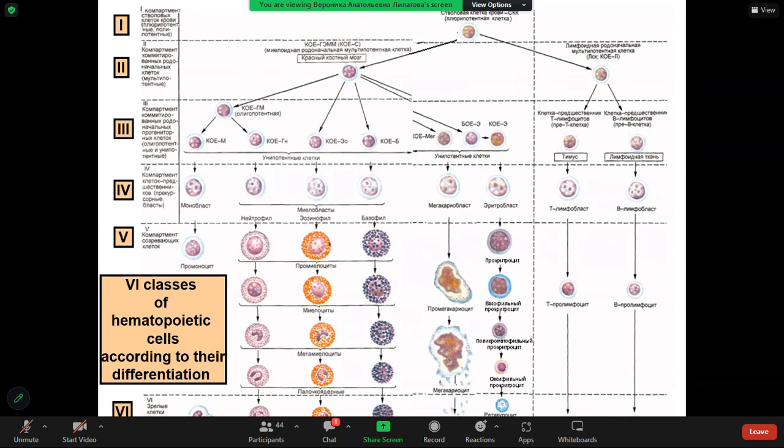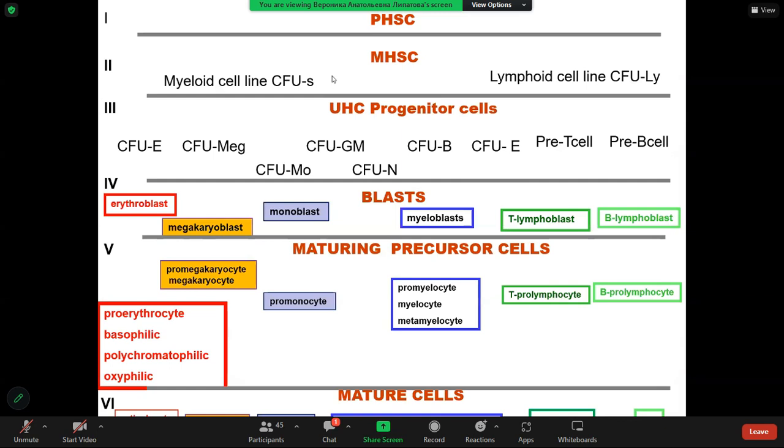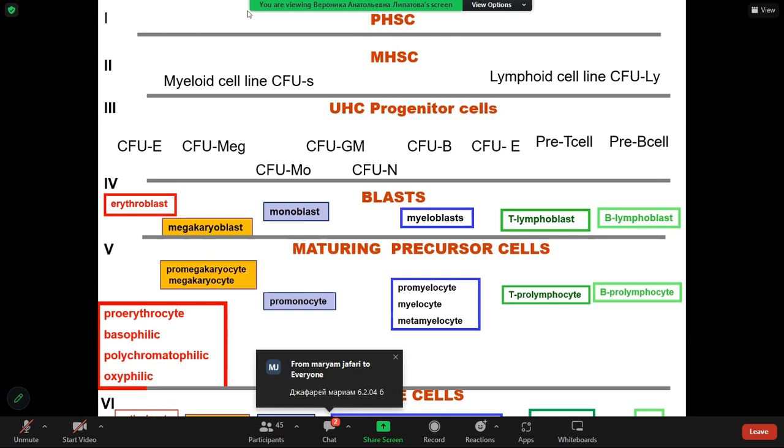And in peripheral blood, we can see also lymphocyte without differentiation of them with morphological method. Here, a similar picture: pluripotential stem cell, multipotential stem cell, myeloid cell line, lymphoid cell line. After this, colony forming unit for different kind, and after this, blast.